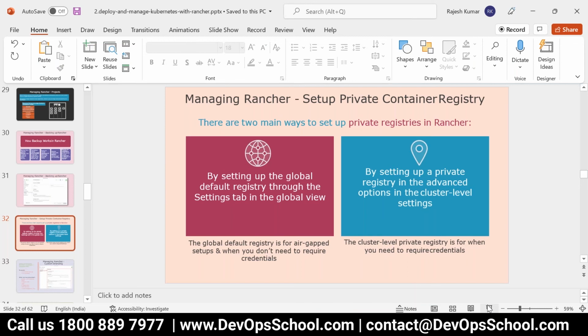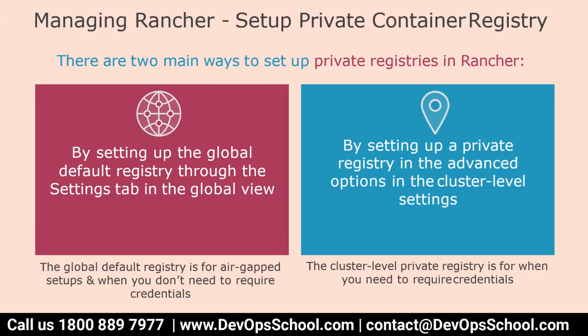Mind it. So yes, there are two main ways to set up a private registry: by setting up the global default registry through the settings tab in the global view, or the second one, the one which I just did, by setting up the private registry in the advanced option in the cluster level setting.